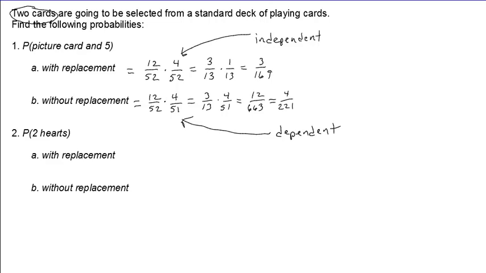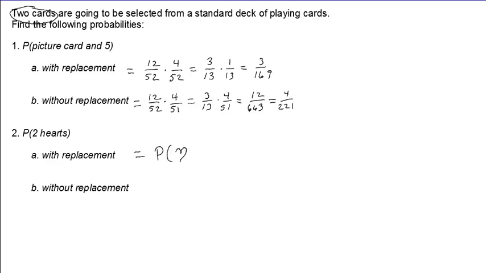We're going to do the same thing with the second problem, the probability of getting 2 hearts from my deck of cards. So here we go with that. What's the probability of getting 2 hearts if I do this with replacement? So the probability of 2 hearts means the probability of a heart. I'm going to try to draw a heart, and then another heart.